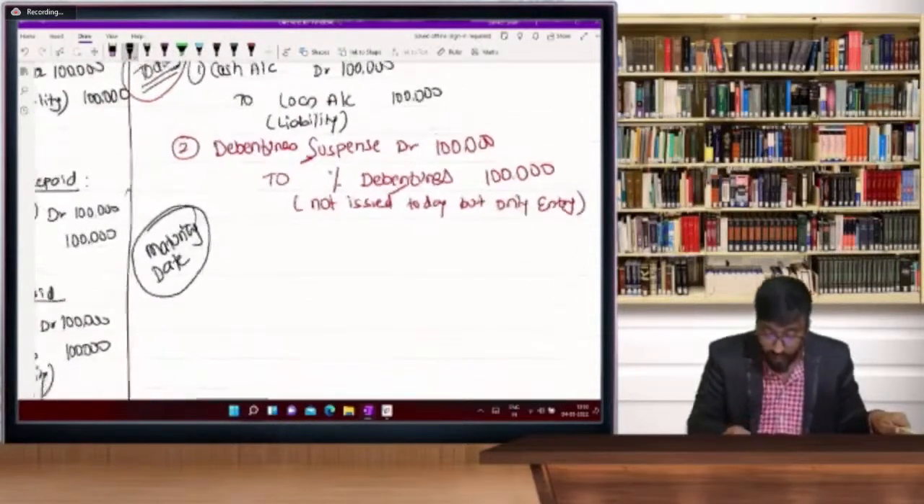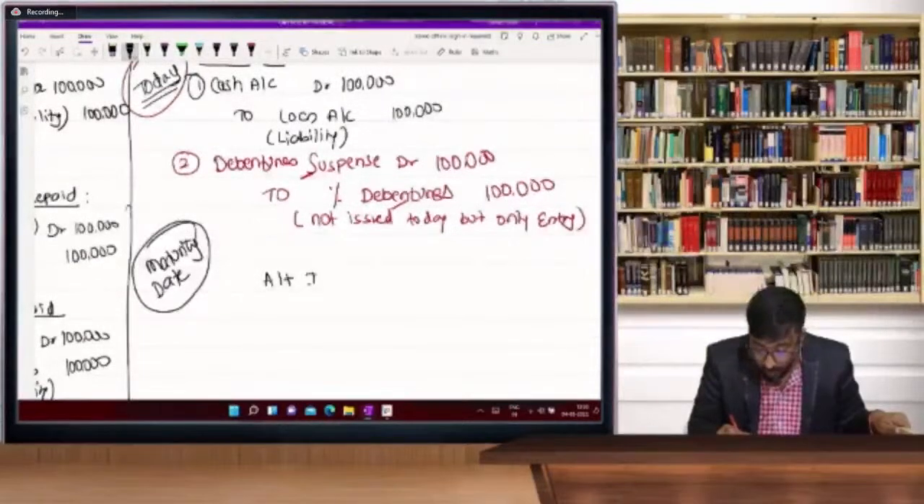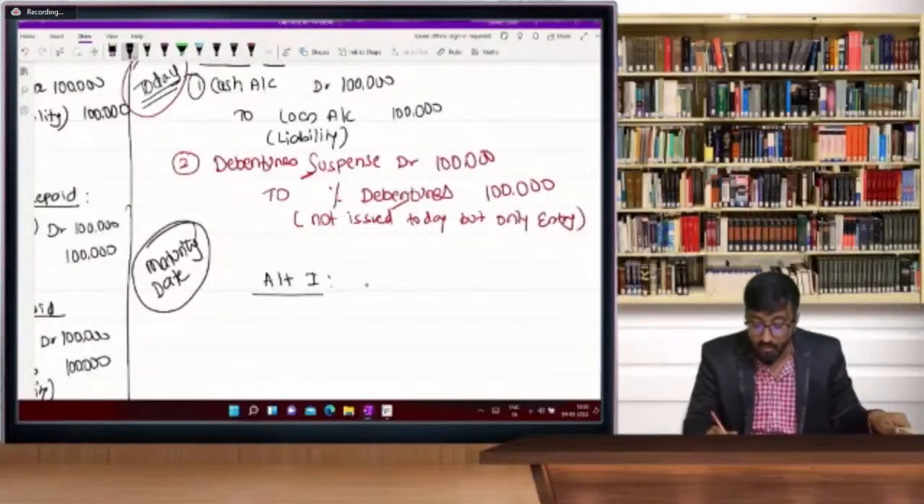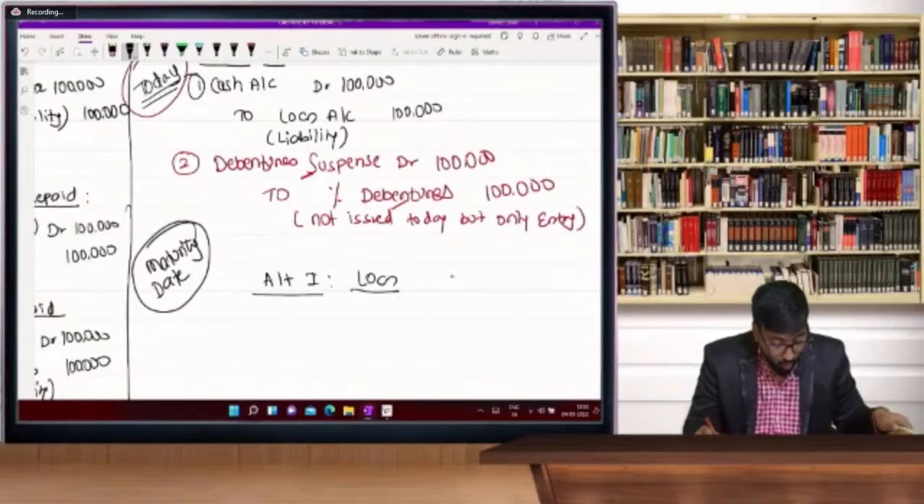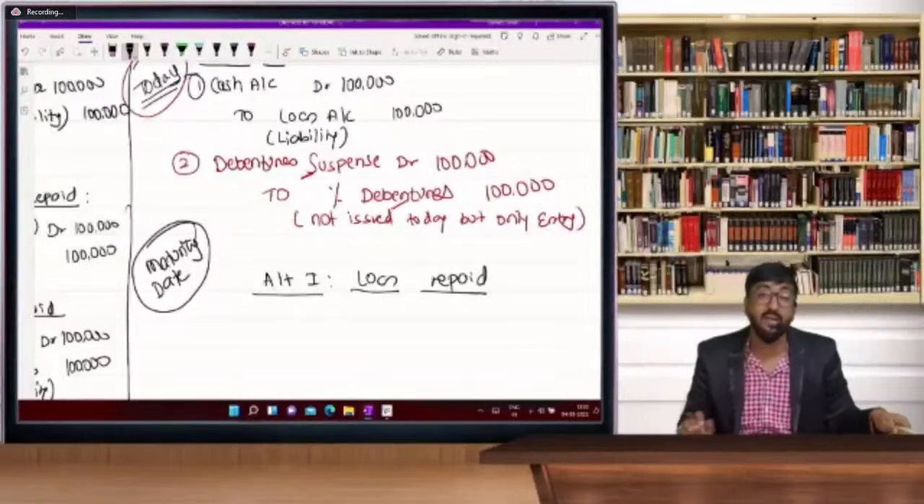alternative one. Yes, loan is repaid. Loan is repaid. We just pass the entry that debentures are issued, but we are not aware whether we will pay the loan or not pay the loan.